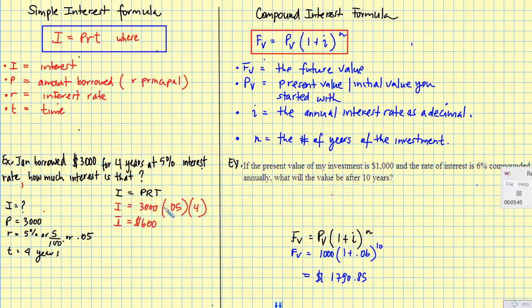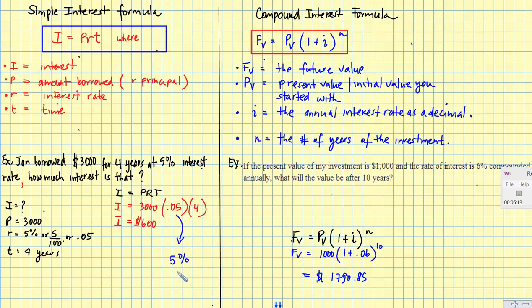So we'll use I equals PRT, and I is what we're looking for. We want to know how much interest he is going to be paying, okay? So we can say that $3,000 is our principal, or the amount of money that we started off with, and our rate, now this is what you need to keep in mind, is that the interest rate is 5%.